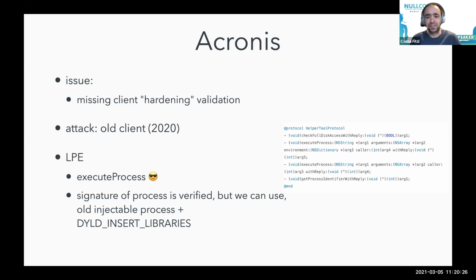Their privilege helper tool was very good for us to do privilege escalation. They offer an execute process method through XPC, which does exactly what it sounds like. It will execute a process, and since it's running as root, it will execute it as root. It even allowed us to specify arguments or environment variables if we wanted.